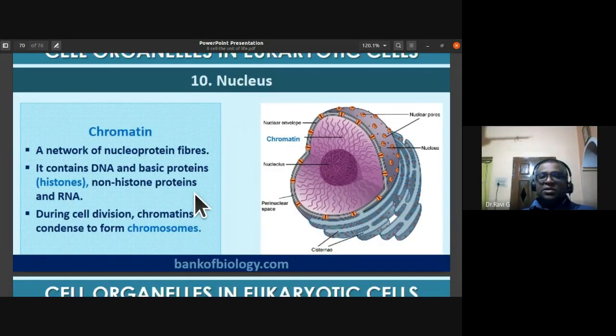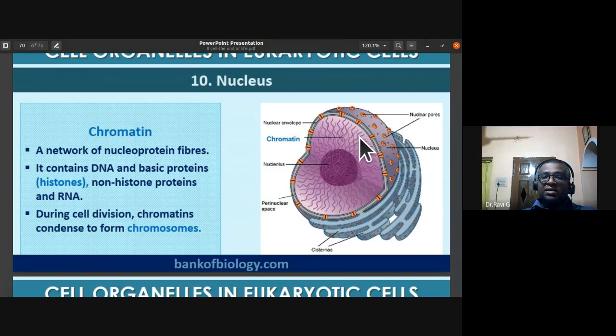So what does this chromatin consist of? It contains DNA and basic proteins, or alkaline proteins, so it is basic in nature. These alkaline proteins we call histones. They also have non-histone proteins, that is non-alkaline proteins, and RNA.